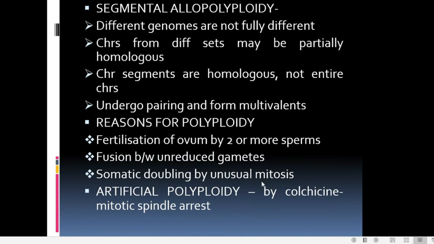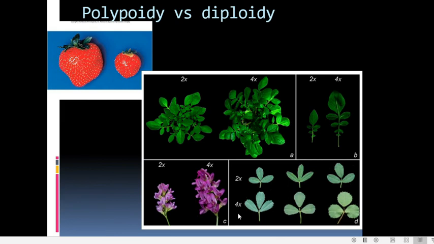And in certain cases by mitosis, if somatic doubling occurs, just as I mentioned, endoreduplication, that is chromosome doubling occurs, but there is no associated mitotic division. These are all the reasons for polyploidy. This phenomenon can also be induced artificially by a chemical called colchicine. Colchicine will arrest the formation of the mitotic spindle in cell division. So the chromosomes undergo duplication, but they are not pulled to either side to form daughter cells. That is called artificial polyploidy, which can be induced with the help of colchicine.